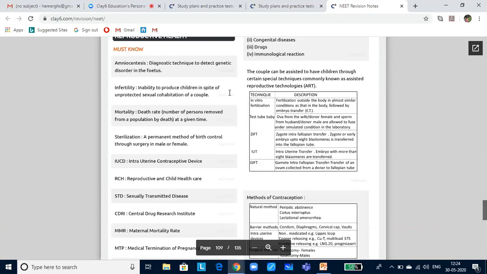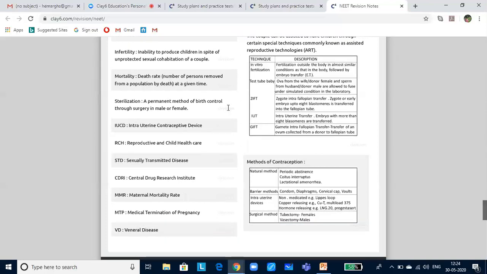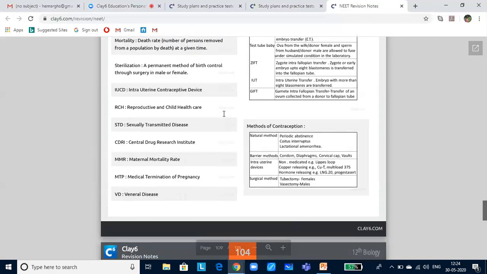Infertility is the inability to produce children in spite of unprotected sexual cohabitation of a couple. Now, mortality means the death rate, the number of persons removed from a population by way of death at a given time. Now you are seeing the mortality rate of COVID-19 everywhere. The country figures are just jumping. But actually, if you look at the percentage at the global level, it is only 2%. Now, sterilization is a permanent method of birth control through surgery in male or female.